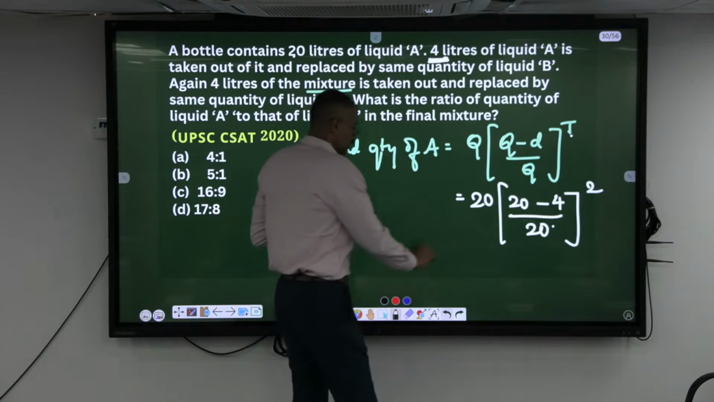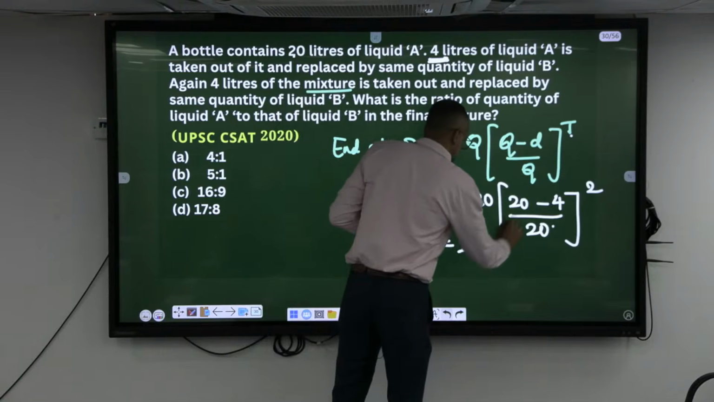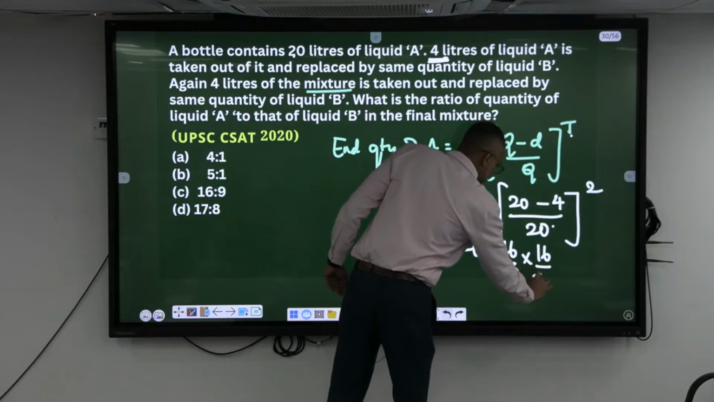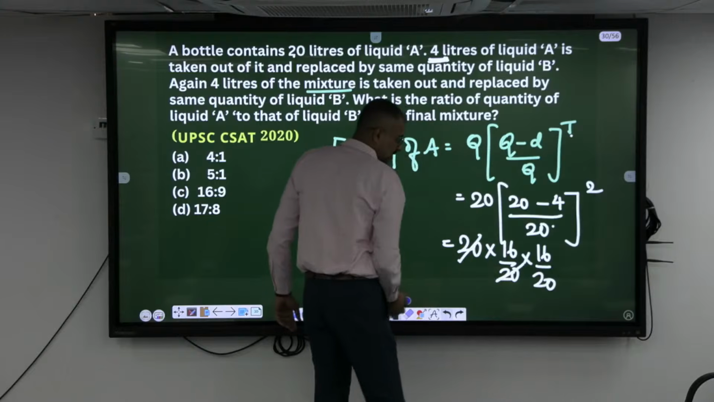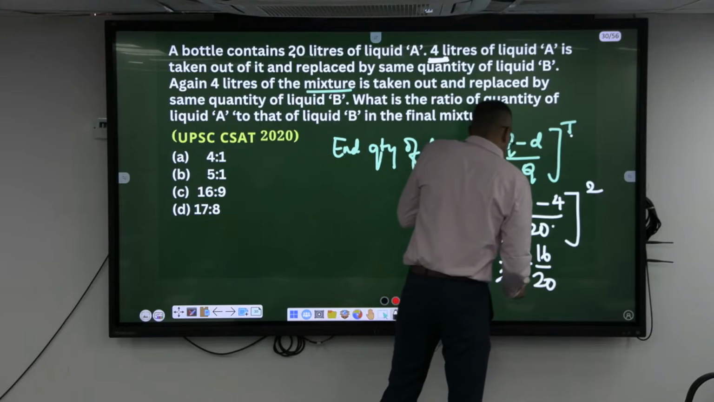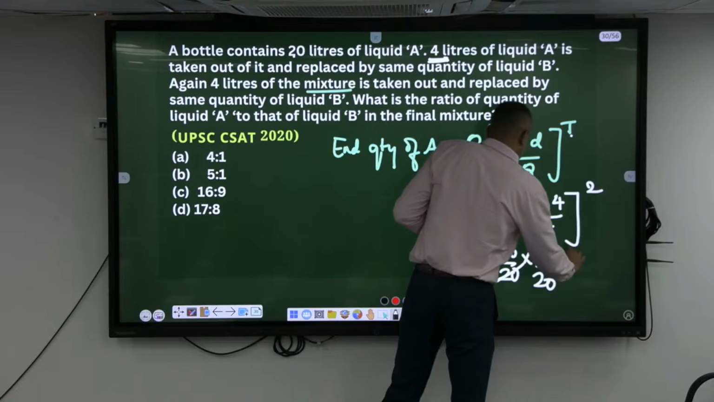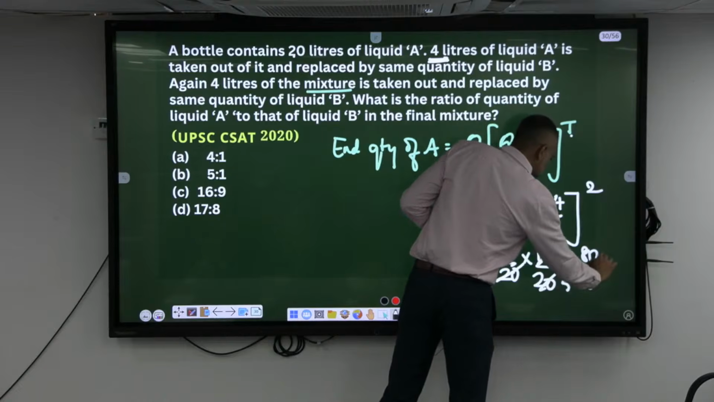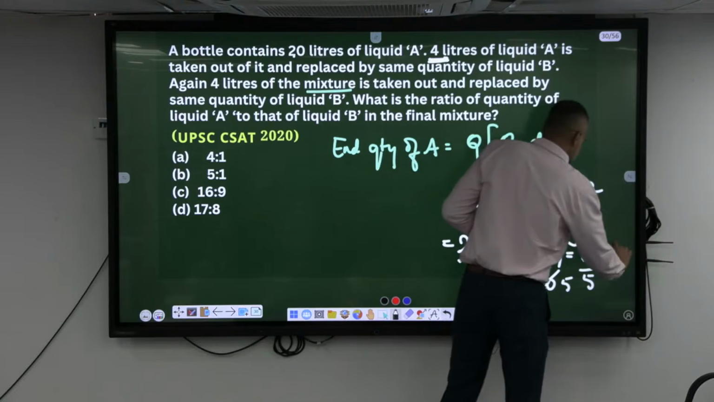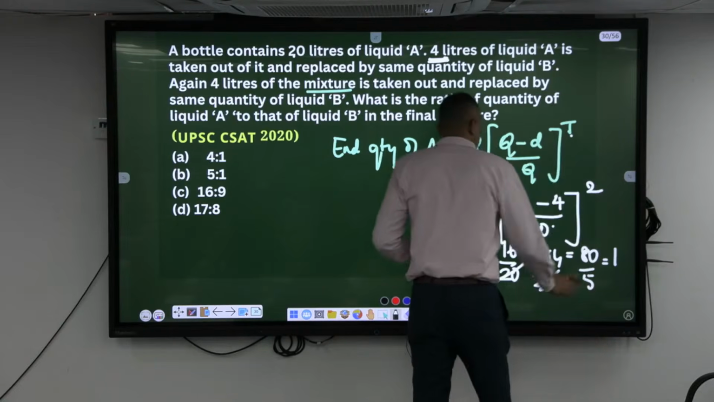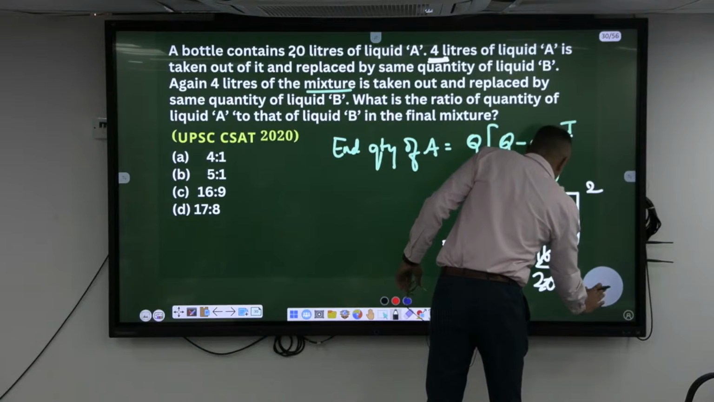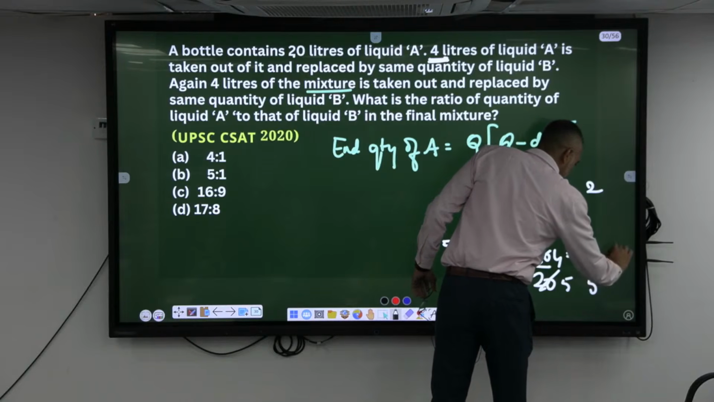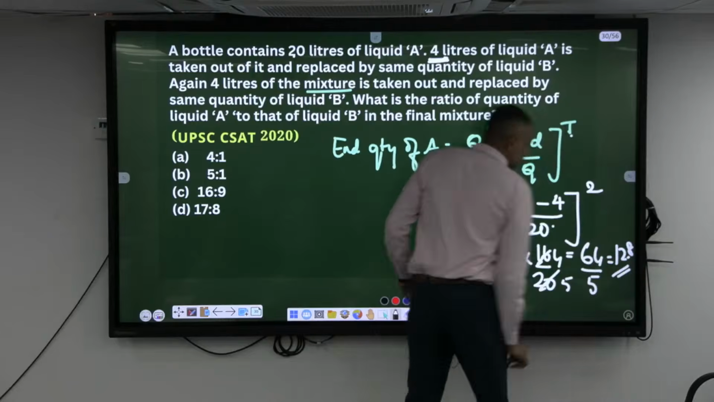If you solve this one, 20 into (20 minus 4 is 16, so 16 by 20) twice. 20 cancels. 16 into 4 by 5, which is 64 by 5, so it is 12.8.